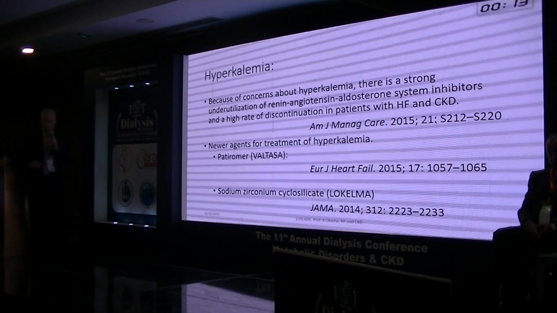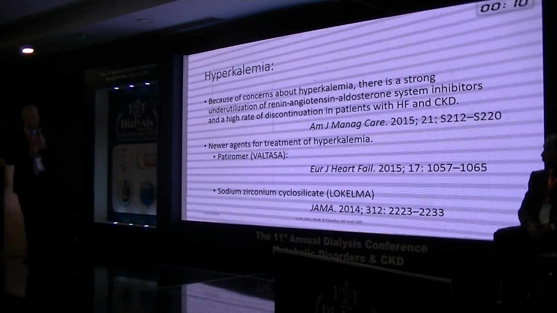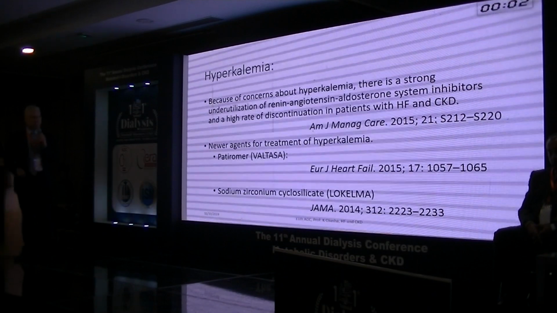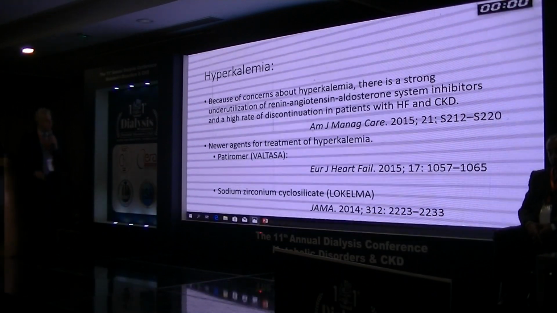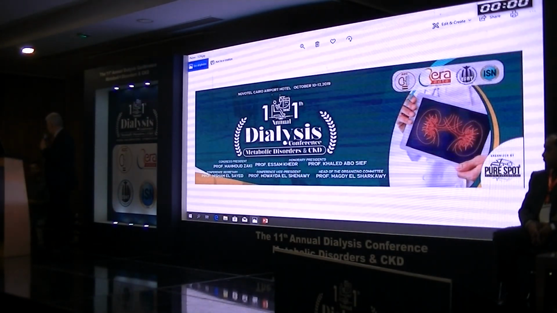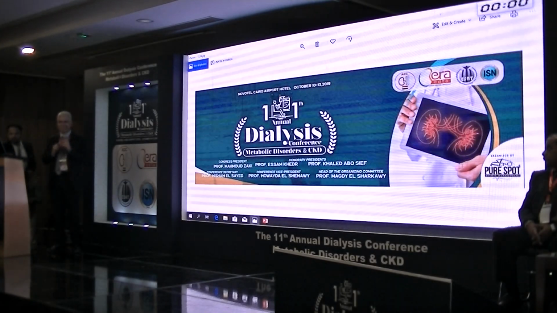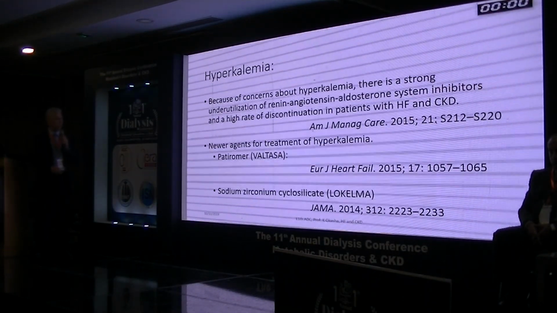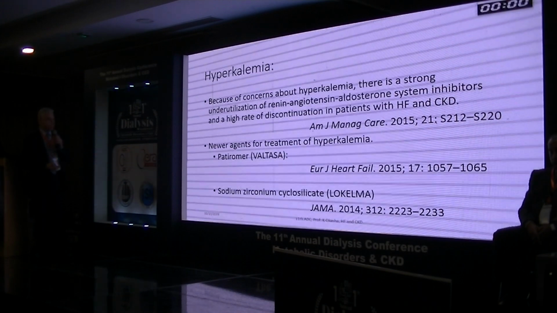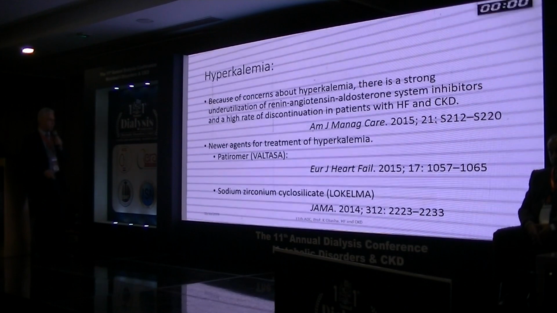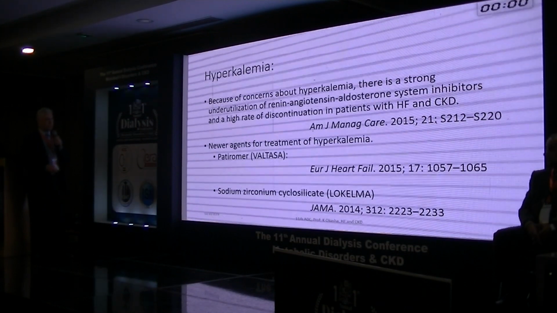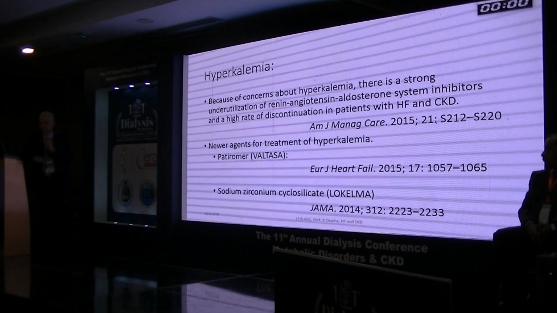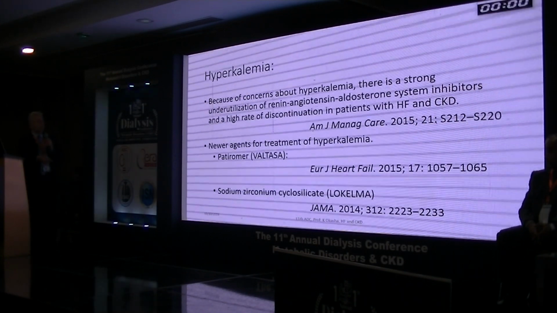And this is the main issue, that we must be careful in treatment of patients with heart failure and chronic kidney disease. So the treatment is very challenging if we go with the classic treatment that we have. However, there are two newer agents. One is patiromer, or Veltassa, which is available outside, actually in Europe. And the other one is sodium zirconium cyclosilicate, or Lokelma. These are important drugs, and they are not associated with the bad effects of the other resins that we have in practice.